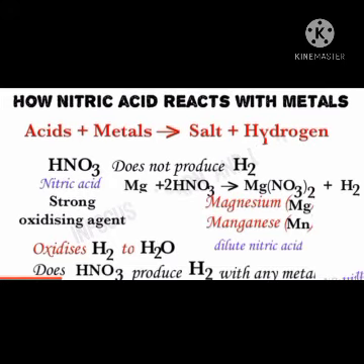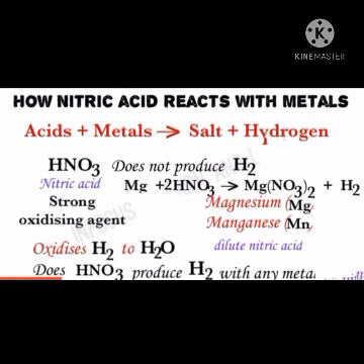Does nitric acid produce hydrogen with any metals? Yes. There are few metals which react with dilute nitric acid to produce hydrogen gas. They are magnesium and manganese. When magnesium or manganese react with dilute nitric acid, it forms salt and hydrogen gas.